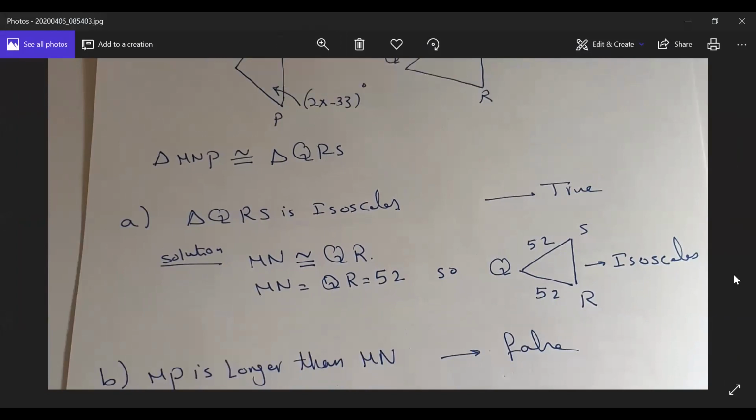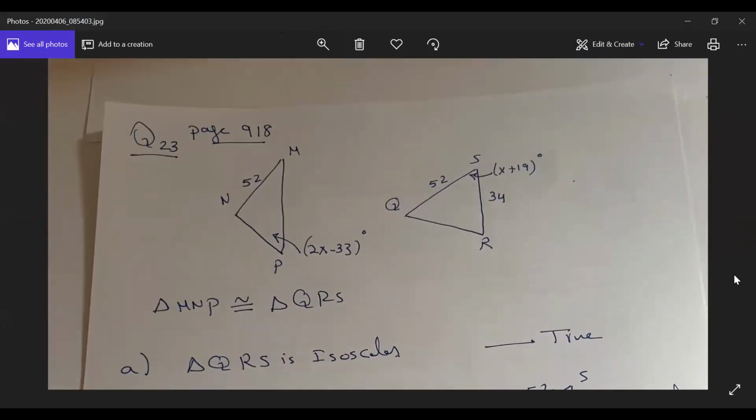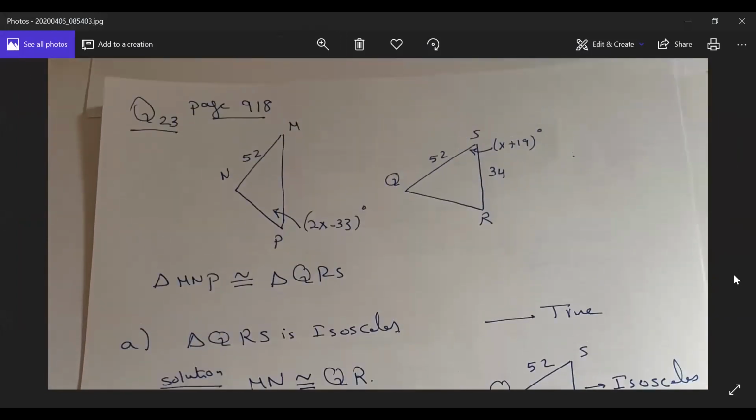In here, I have the 2 triangles as drawn for you, and the first statement is triangle QRS is isosceles. What is an isosceles triangle? As you know, any triangle has 3 sides. When two sides are equal, this is called an isosceles triangle. In triangle QRS, this is 52 and this is 34. So till now, it's not isosceles. But what about QR? Let's find out.